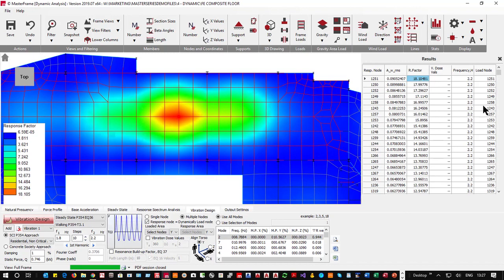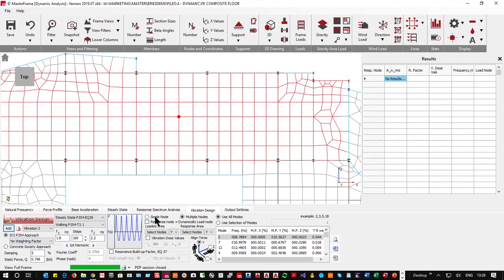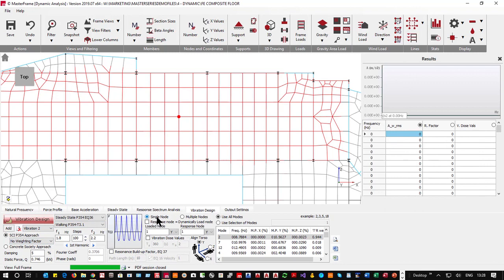So what we need to do next is to look at the most critical nodes. It's listing these in order of the R factor, the response factor, and it's saying 18.1 is the most critical, and that is on node 1251. Make a note of that, 1251. So what we're going to do is create another loading case, and this time we're going to go for a single node, and again we're going to keep it that equals that, and it's going to be 1256.